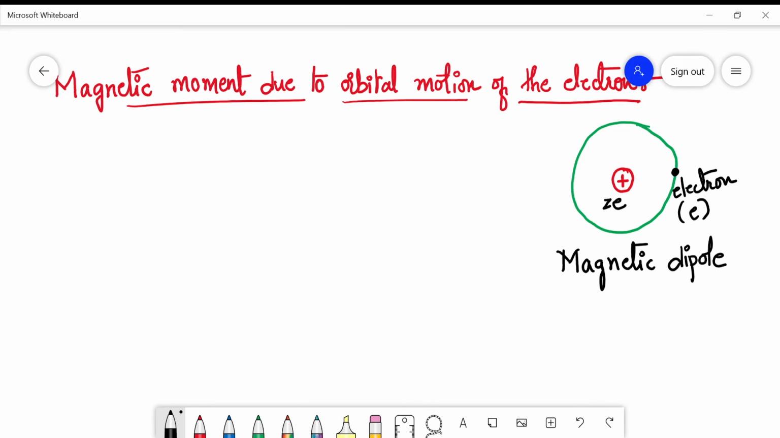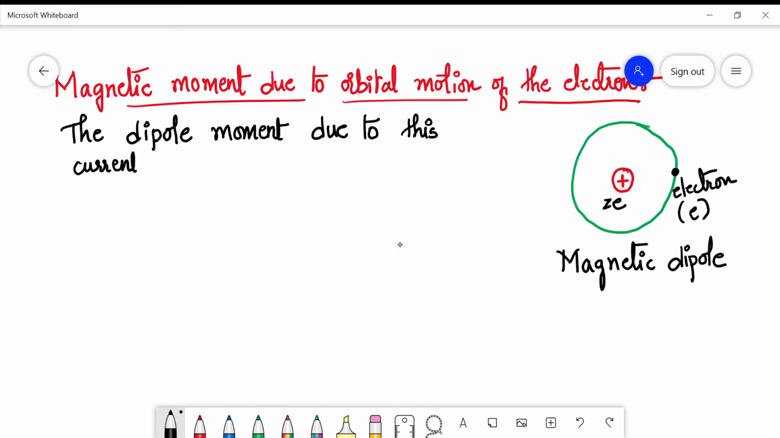What I am trying to say here is that an electron revolving in a closed path is nothing but a magnetic dipole. Now, this dipole will have a dipole moment. So, what can I write here? The dipole moment due to the orbital motion of the electron, or this current loop.